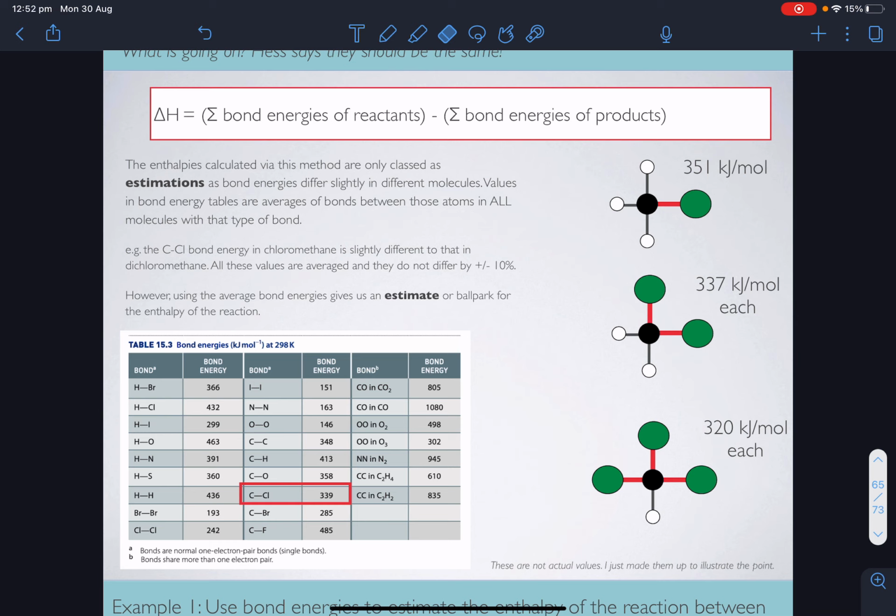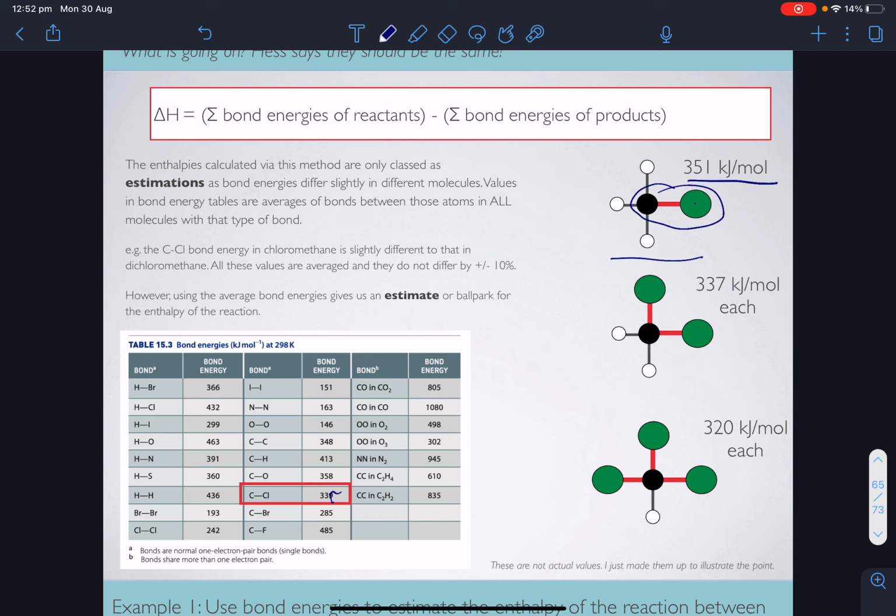But in each different molecule, it's slightly different than that. It's not always the average. It could be the average, but it could be slightly up or down. So for example, here I've got a methane backbone, so 1 carbon there, and 1 chlorine there. So I've got 1 carbon to chlorine bond and 3 carbon to hydrogen bonds. And in this molecule, it's 351 kilojoules per mole. It's higher than the average.